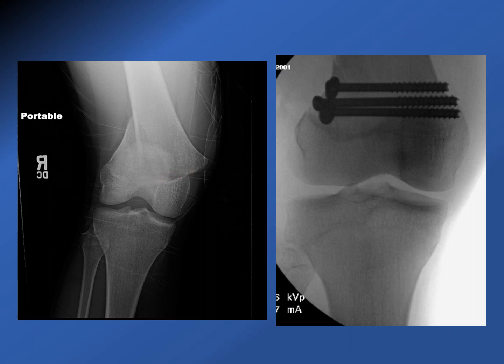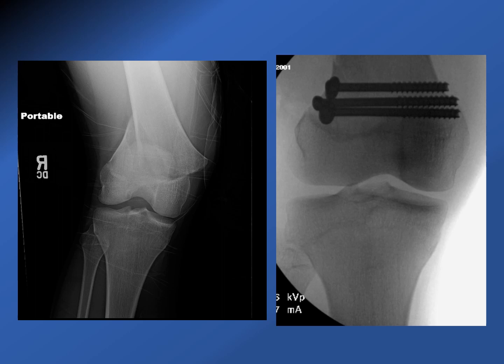So this is another example for fixation. This is Salter-Harris type 2, so the fracture went through the growth plate, and you can see here a part of the metaphysis is with the distal fragment. So this was reduced here, and then it was fixed using screws that did not go through the growth plate.